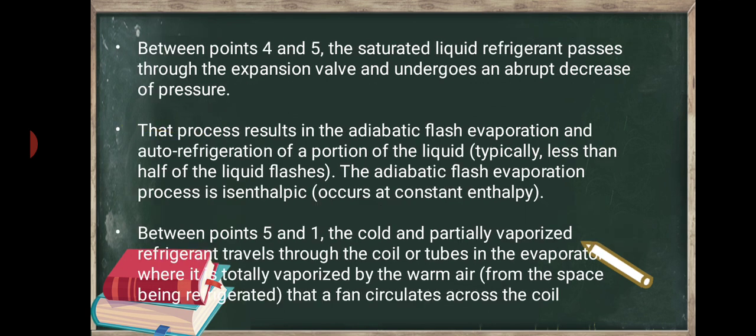So between 4 and 5, the saturated liquid refrigerant passes through the expansion valve and undergoes an abrupt decrease in pressure. Again, adiabatic flash evaporation takes place. And between points 5 and 1, the cold and partially vaporized refrigerant travels through the coil and tubes in the evaporator, where it is totally vaporized by the warm air that a fan circulates across the coil.